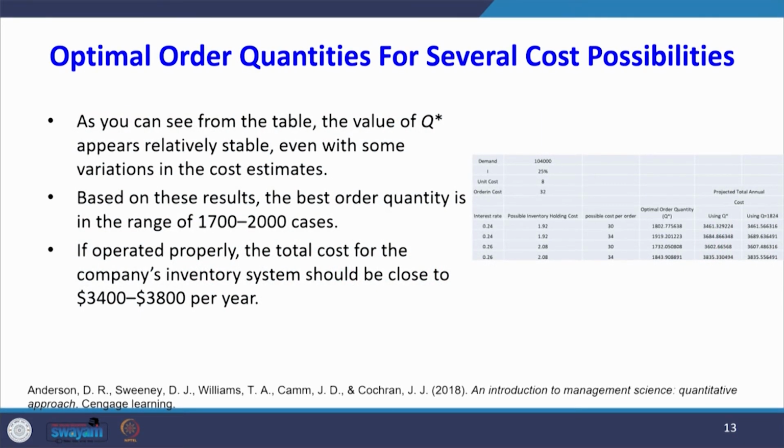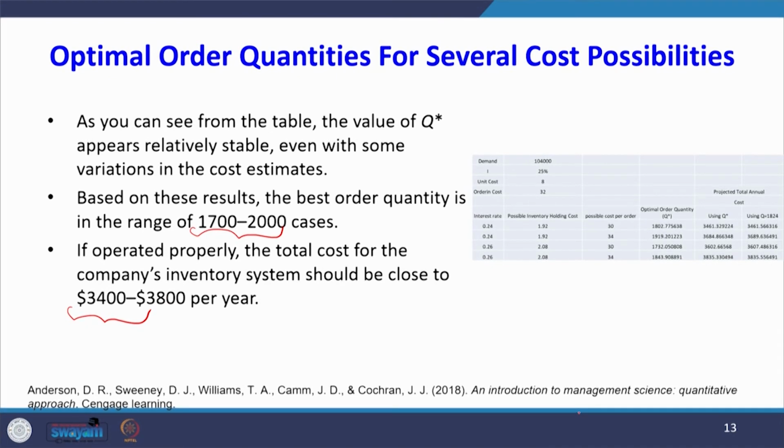As you can see from the table, the value of Q star appears relatively stable even with some variations in the cost estimates. Based on these results, the best order quantity is in the range of 1700 to 2000. If operated properly, the total cost for the company's inventory system should be close to 3400 to 3800 per year. Instead of giving a single unit, we can give a range for the EOQ and a range for the total cost. So, this may be more robust.